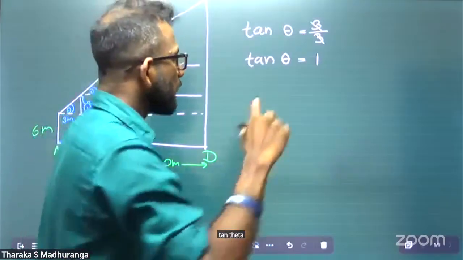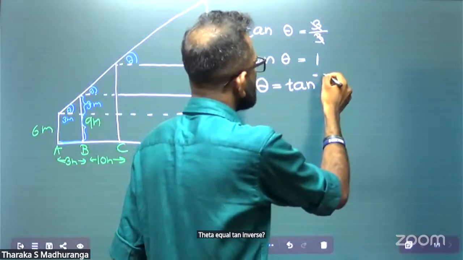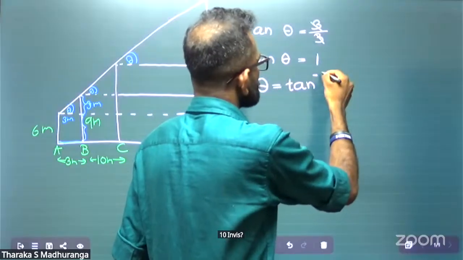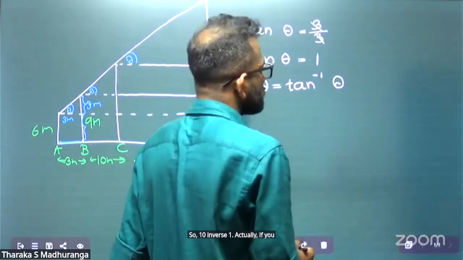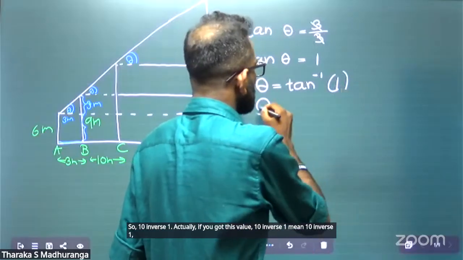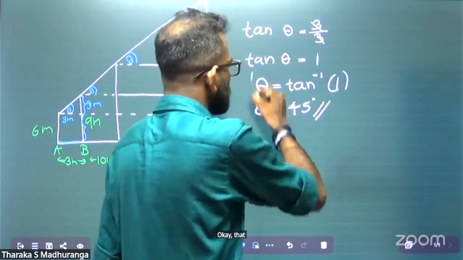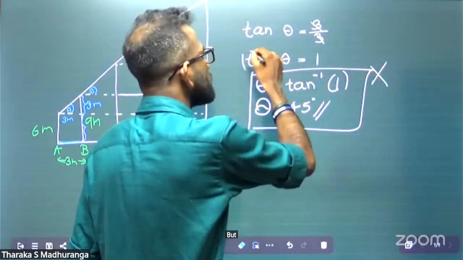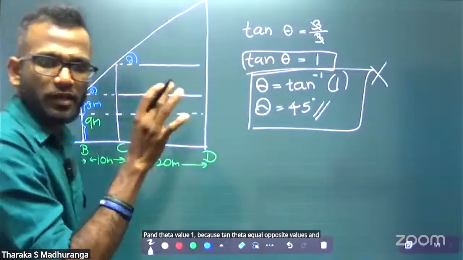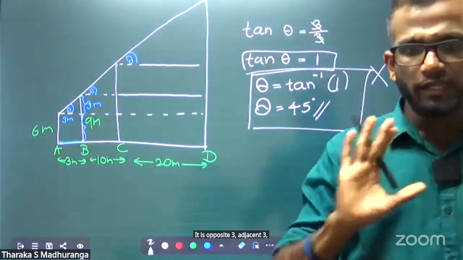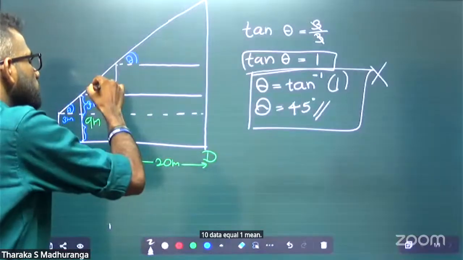Tan theta equals 1. Tan theta equals 1 means what is the value of theta? Theta equals tan inverse 1. Actually, if you got this value, tan inverse 1 means theta equals 45 degrees. Okay, that we don't need to work out, but tan theta equals 1, right? Tan theta is 1 because tan theta equals opposite over adjacent. Opposite 3, adjacent 3, 3 over 3, it is 1. So tan theta equals 1, which means all this theta is the same.